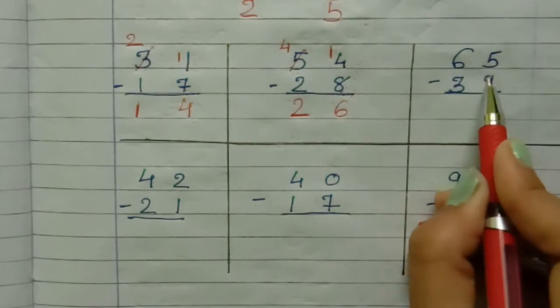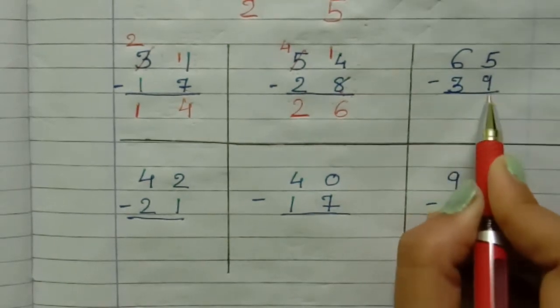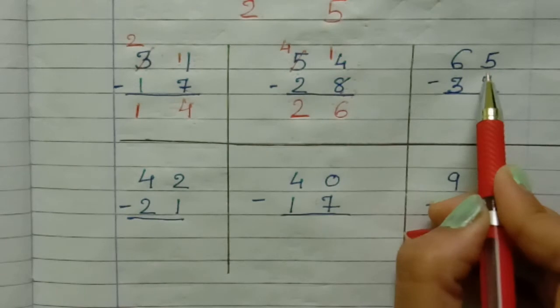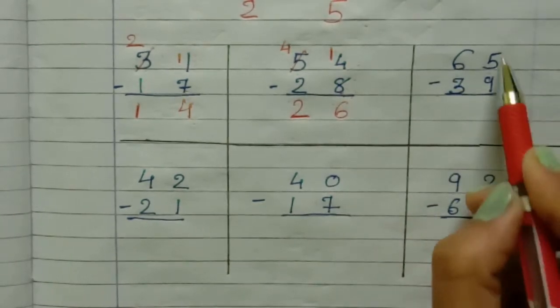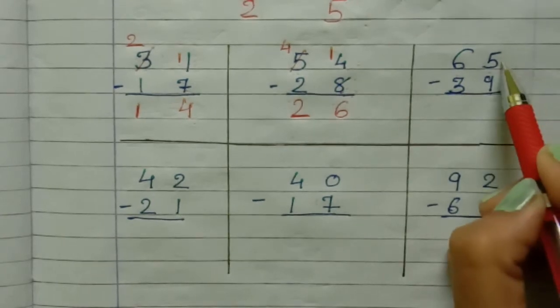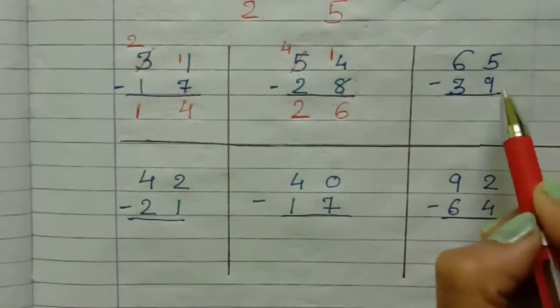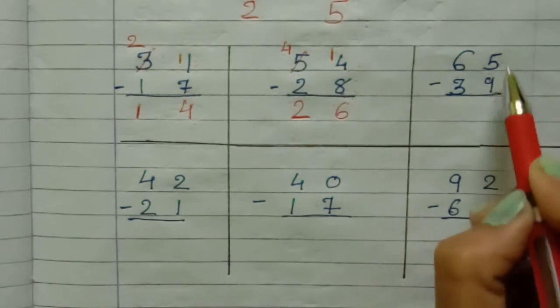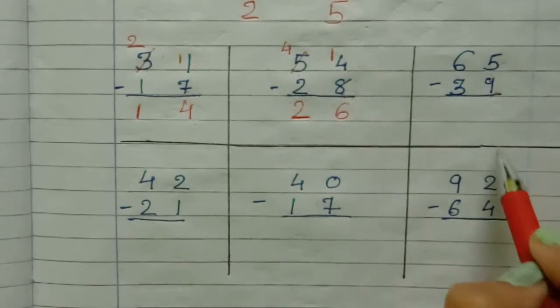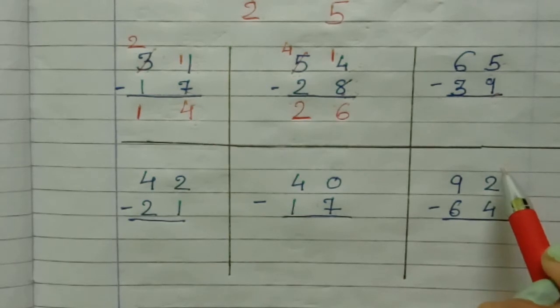Next, 65 minus 39. Let's check the one's place first. It has 5 and 9. 9 is bigger than 5. We have to subtract 9 from 5, so it is not possible. So what will we do?